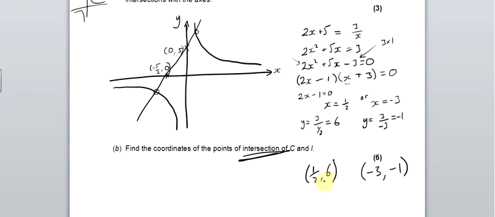Now let's just put them on the graph to see if they make sense. So a half is going to be, it's obviously this one we're talking about. So a half and 6 up. Okay, that doesn't contradict what we've done before. So that's a half, 6. And then minus 3, minus 1 gives us this one. And again, that doesn't contradict it either.